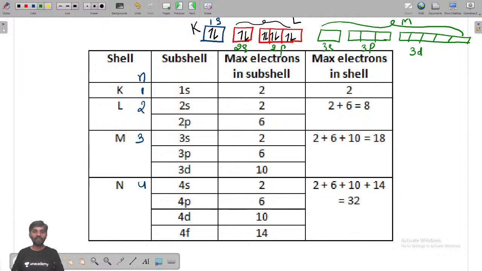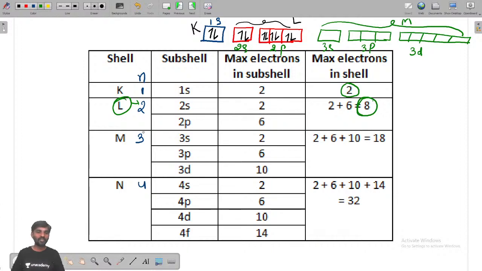So for d you have 10 electrons, p has 6 electrons. So how many electrons are in a shell? For K equal to 1, you have only 2 electrons in the shell. But for L, that means n is equal to 2, you have a total of 8 electrons.